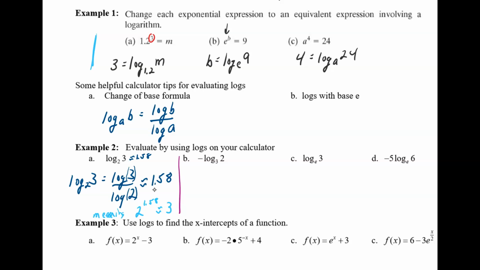Alright, let's look at another example of using the change of base formula to evaluate. Here's another log, the opposite of the log to the base 3 of 2. So this would be the same thing as the opposite of log 2 over log 3. You can find log 2 over log 3 the same way that we found log 3 over log 2, and then you just take the opposite. And when you do that, you're going to get approximately negative 0.63, which means that this is approximately negative 0.63.